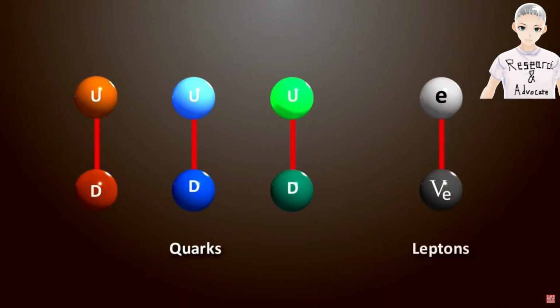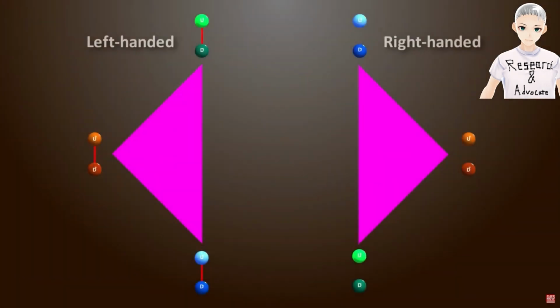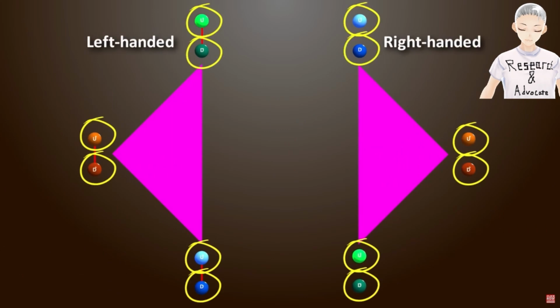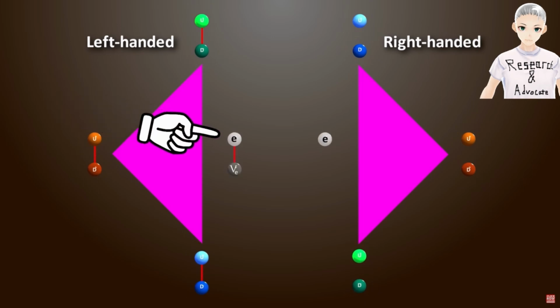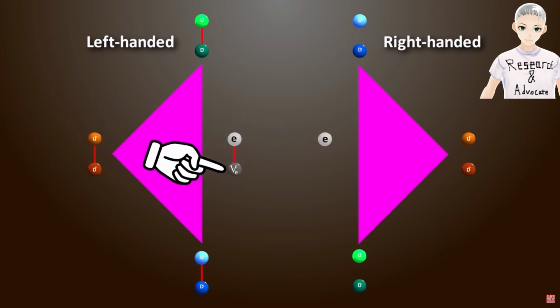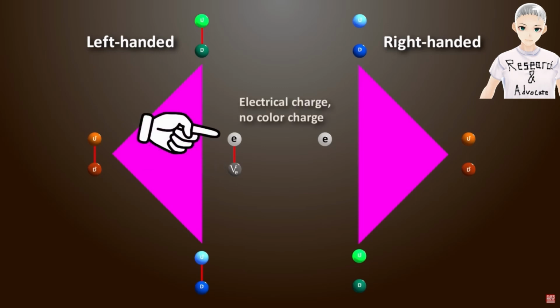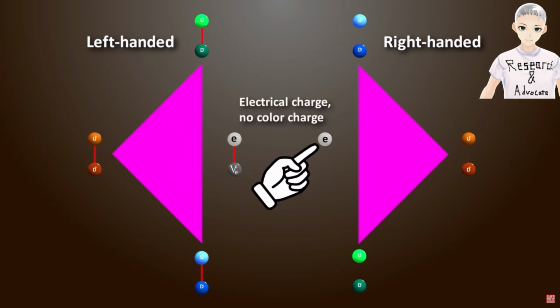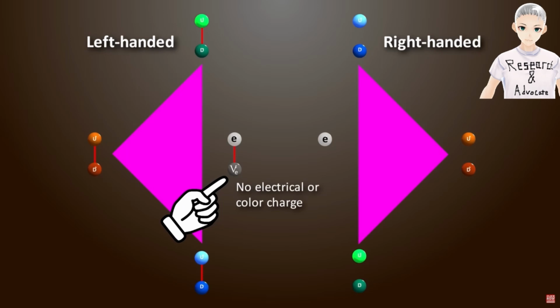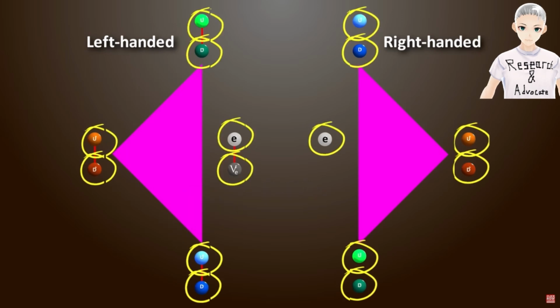So with that, let's do a quick summary of what we've learned about matter particles thus far. There are two classes of matter particles, quarks and leptons. For the quarks, there are 6 up quarks and 6 down quarks. They carry both electrical charge and color charge. For leptons, there are 2 electrons, left-handed and right-handed, and 1 neutrino, left-handed only. Electrons only carry electrical charge and do not have a color charge. Neutrinos do not carry any electrical charge or color charges. So to sum it up, we have 15 particles so far.